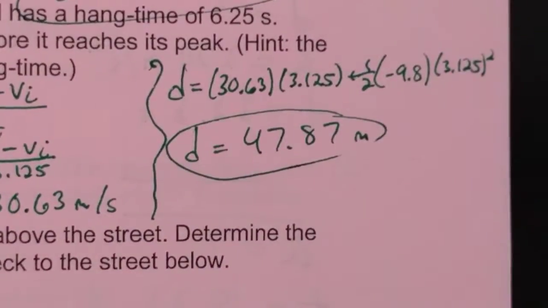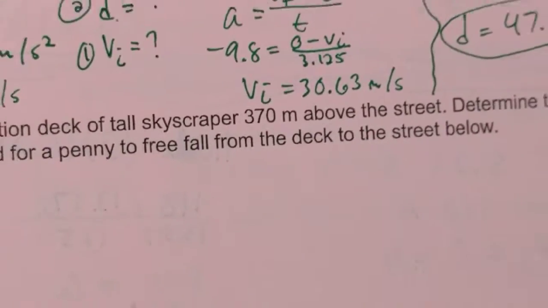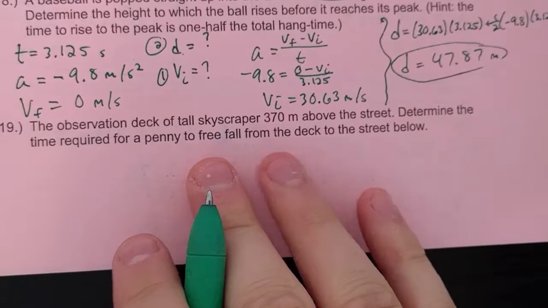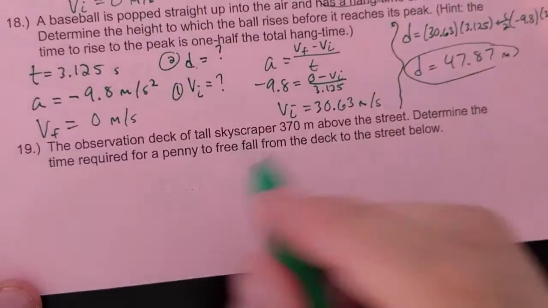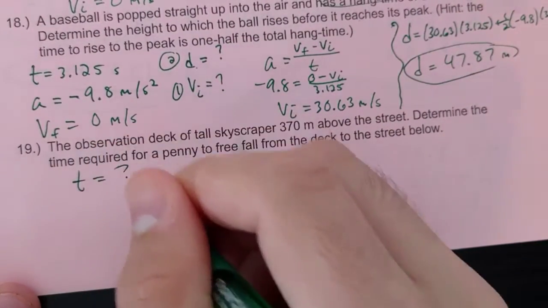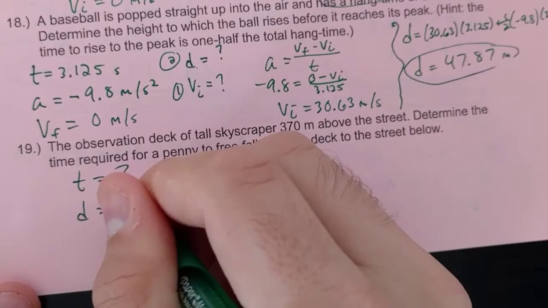Okay. Last problem on the review. Zoom out a little bit. The observation deck of a tall skyscraper is 370 meters above the street. Determine the time required for a penny to free fall from the deck to the street below. So we need to find the time required. We know the distance.